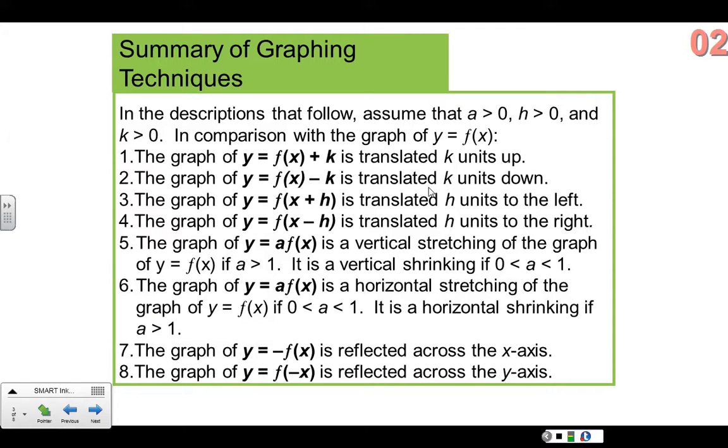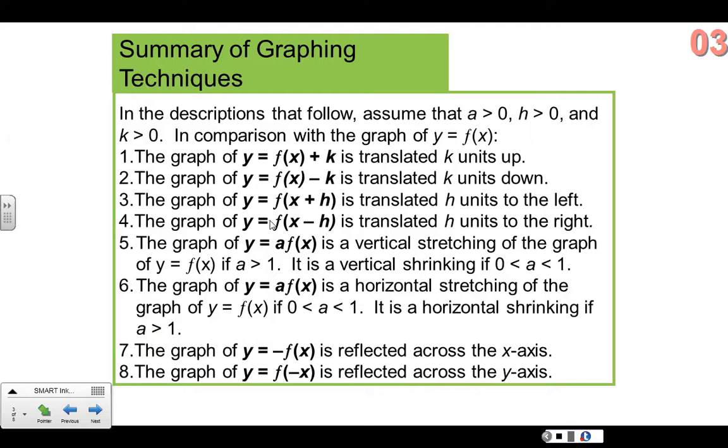If you have parentheses or grouping symbols and there's been a number added to the x in parentheses or in grouping symbols, you're going to do these two opposite of what you would think. If it's a plus sign, you actually are going to translate the whole graph h units to the left. If it's a plus, you're going to go to the left. If it's a minus, you're going to go to the right. So on the horizontal shifting, you're going to do opposite of what you would possibly think there.